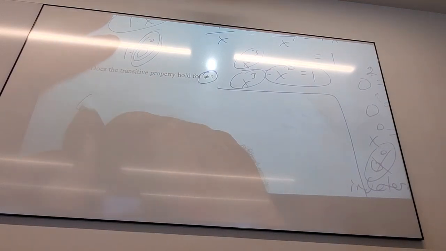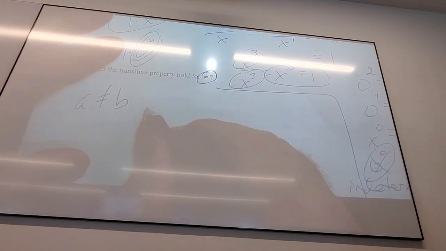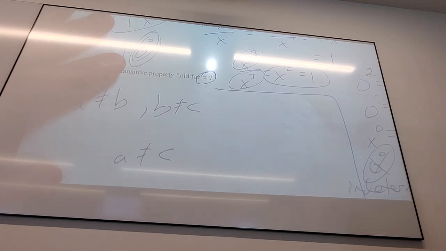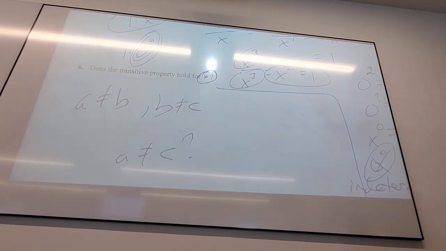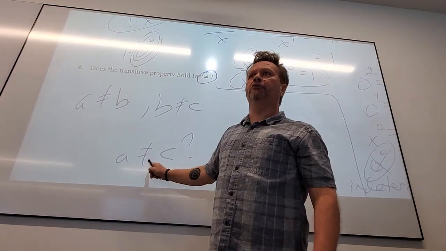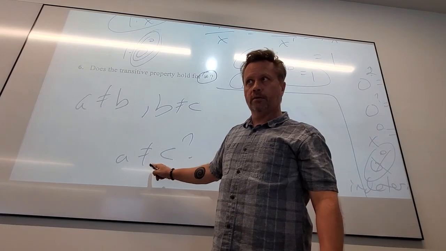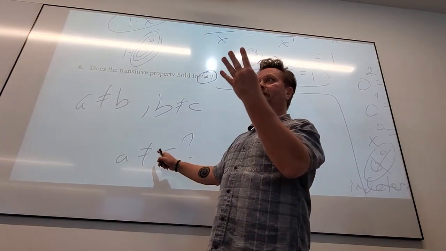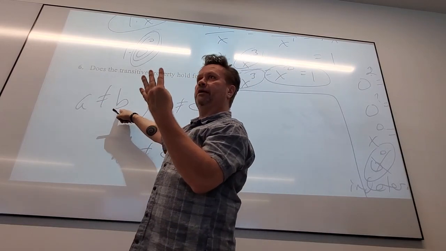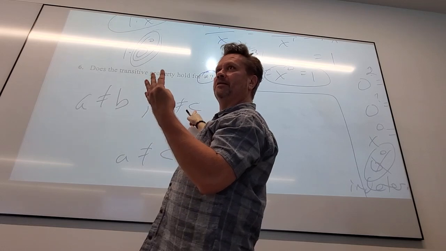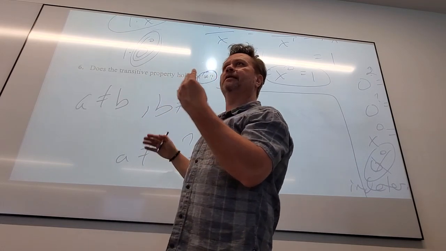So let me ask you this. If A is not equal to B, and B is not equal to C, is A necessarily not equal to C? Can you come up with a counterexample? The counterexample would mean what? What would have to be true about A and C to be a counterexample? A and C would have to equal each other. So pick a number for A and C. I don't know, 4. 4 doesn't equal 3. And 3 doesn't equal 4. But 4 equals 4, yes? Do you guys see that?